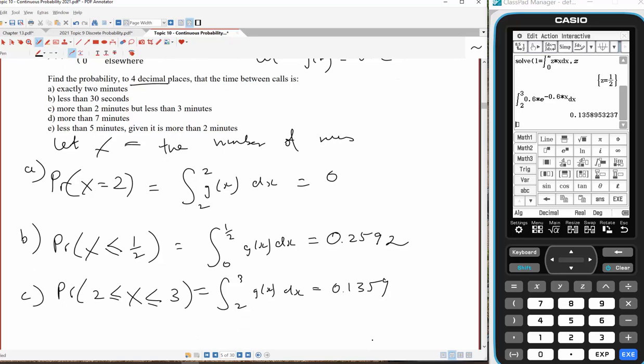Okay, D, more than 7 minutes. So this is going to be slim, I'd imagine. So here we're going to go from positive infinity, because it's an e to the function, to 7, g of x dx. Okay, and we can do infinity on these calculators. So infinity is there, and 7 is there, and the calculator will know exactly what you're trying to do.